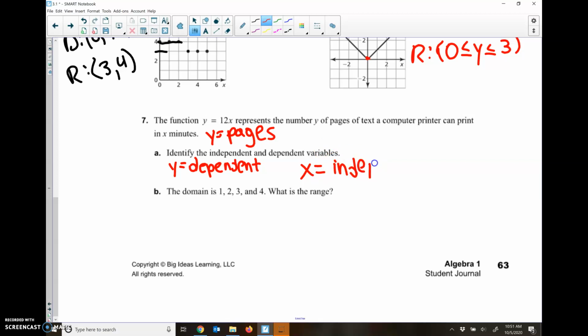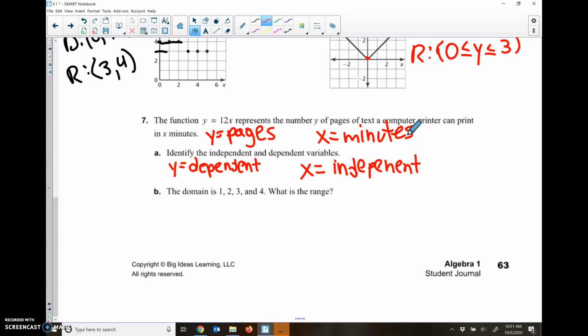Independent is what we can't control. I can't control how long it's going to take to print out those pages. I can yell at the printer, I could tell it to hurry up, but that's not going to do anything. I can't say, hey printer, hurry up, and then it's magically going to go faster, or, hey printer, slow down, you're going too fast. The printer's not going to listen to me. Okay? So independent is things that you can't control, in this case, time, minutes. Dependent are things that we can control, so like the number of pages.